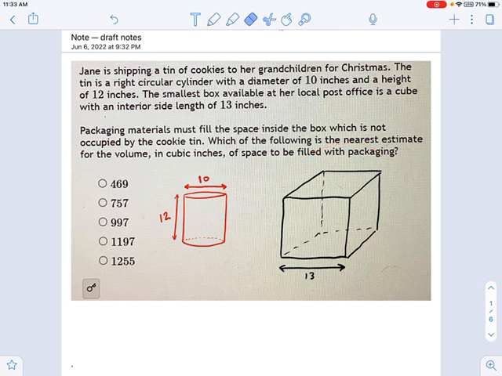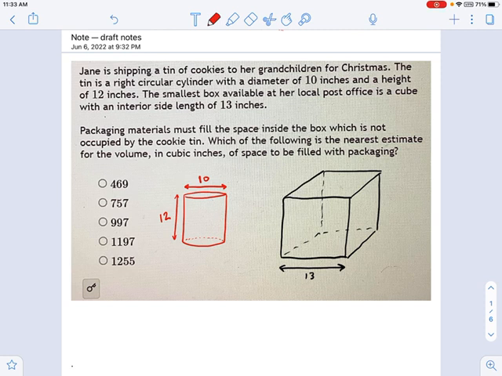In other words, there's going to be space that, if there's no packaging included, the cylindrical tin is going to rattle around and the cookies are going to all crumble. So we've got to pack in some of those styrofoam peanuts or something in order to fill the dead space and make sure the tin of cookies doesn't rattle around during shipping. The question is, how much space needs to be filled with packaging? How many peanuts need to be bought, or newspaper, or whatever she's packing in here?